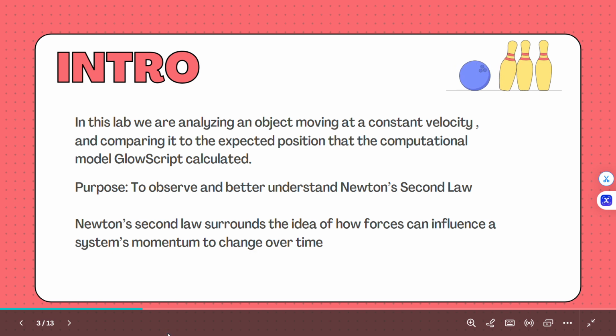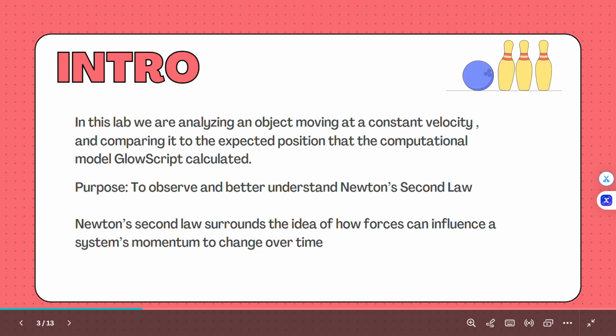So let's talk about this lab. In this lab, we are analyzing an object moving at a constant velocity and comparing it to the expected position that the computational model flow script calculated. And the purpose of this is for us as students to better understand Newton's second law and to just observe something that we have been focusing on in class.